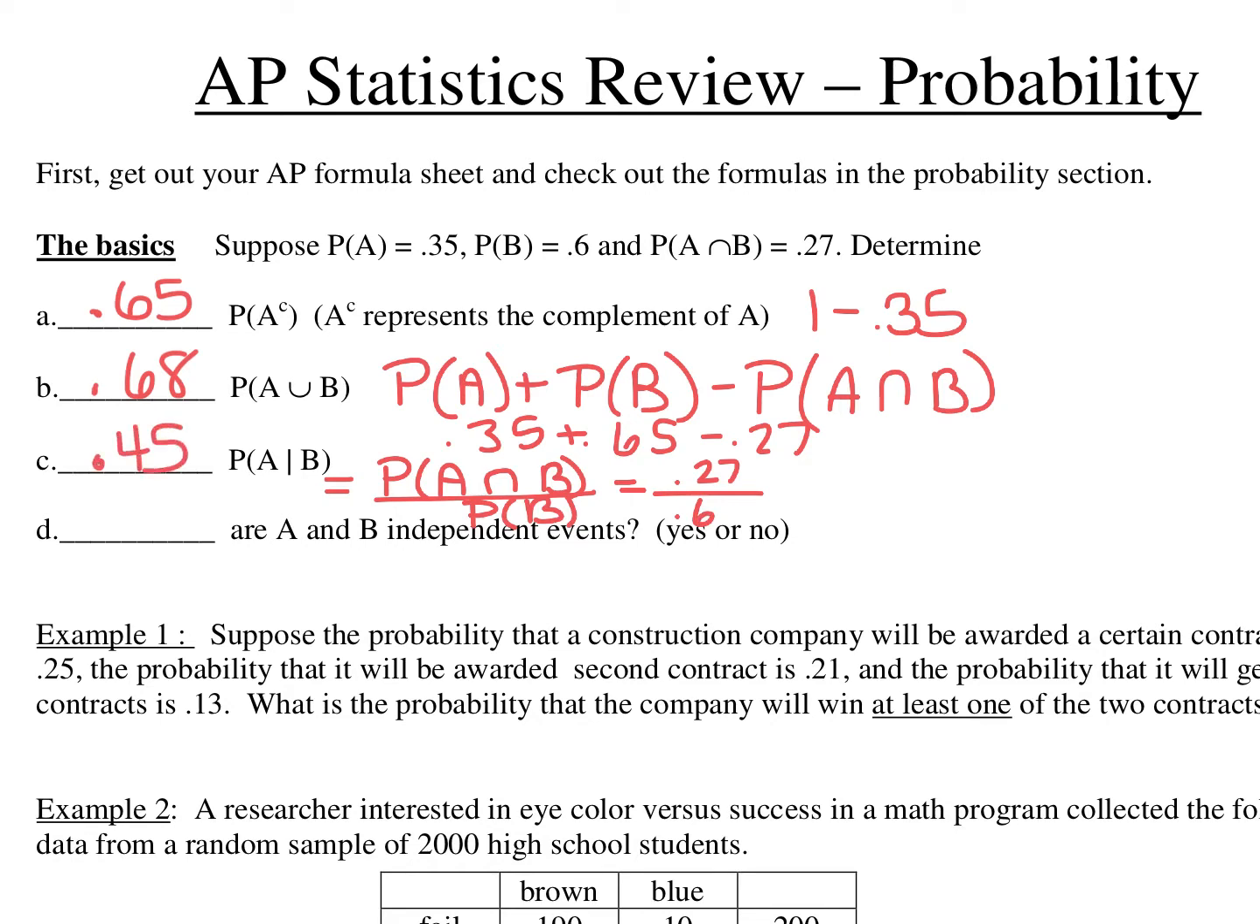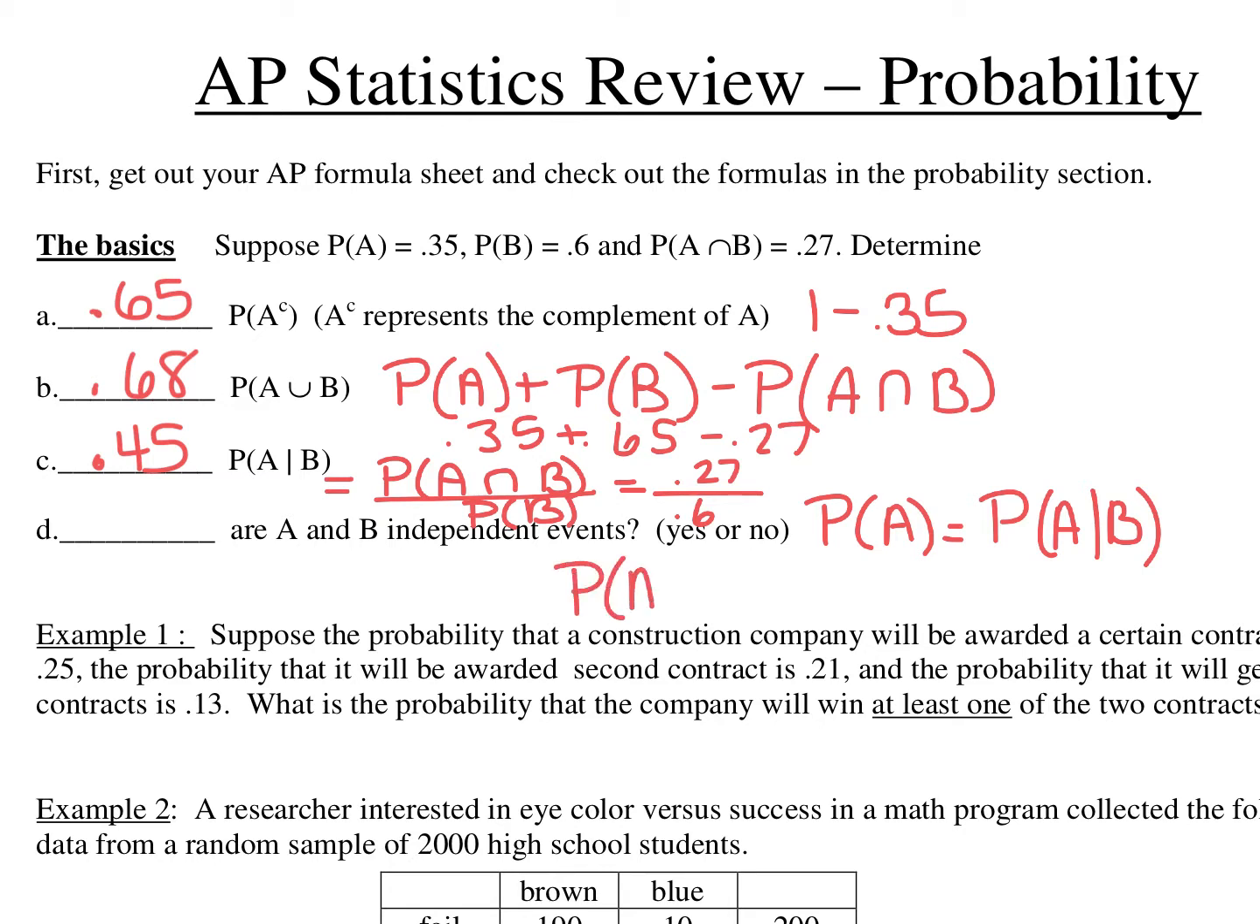Now, are these independent? All right, big concept. This is going to come up somewhere on your exam. If our events are independent, that means that one is not influencing the other. It's not affecting it in any way. So the probability of A has to be equal to the probability of A given that B has already occurred. So if these two values are equal to each other, then we conclude that we have independence.